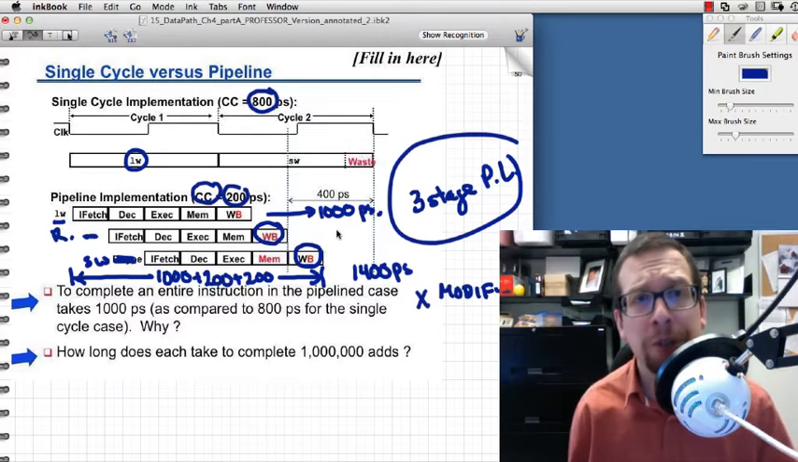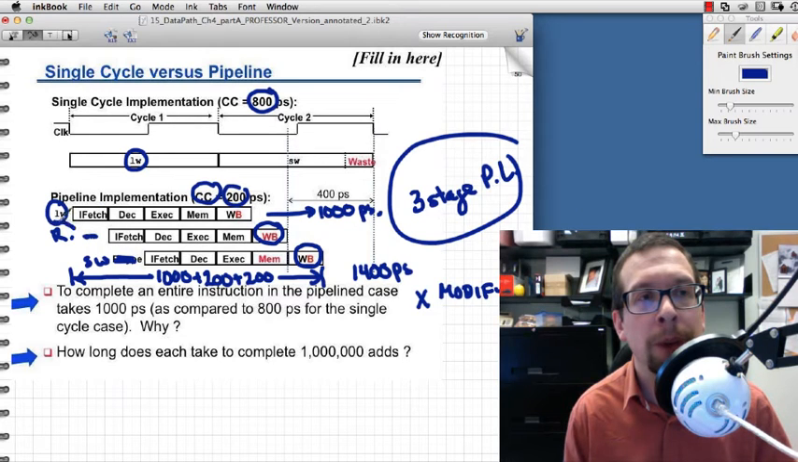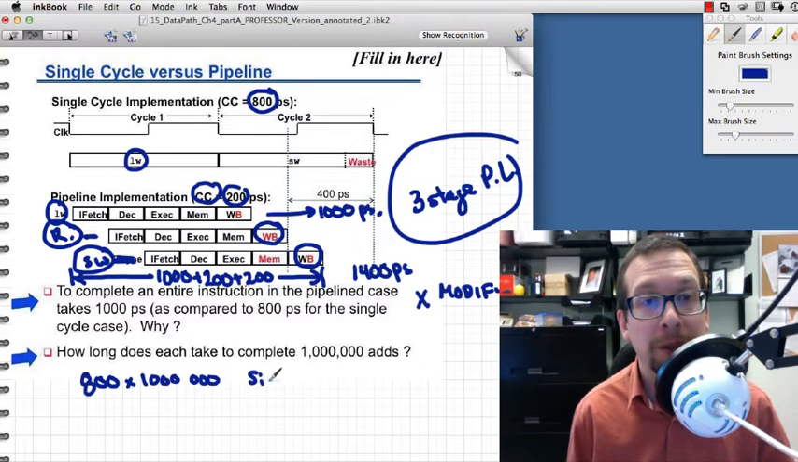So the follow-up question would be in terms of throughput. How long would it take to execute 1,000,000 add instructions where you had a load word, an R type instruction for adding, and then a store word? So in the case of a single stage system, it takes you 800 picoseconds. So it's 800 multiplied by 1,000,000. Okay, and that would be for the single cycle.